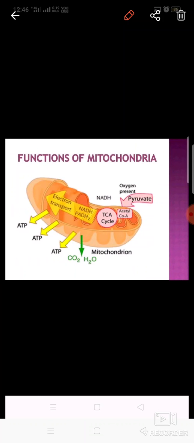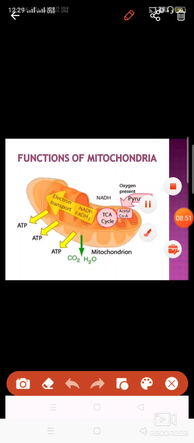Okay, and now you know why it is known as the powerhouse, because it produces energy in the form of ATP, and it also stores the energy in the form of ATP. That is why it is known as the powerhouse, like the power station from where the electricity comes to your house. It functions in the same manner. Okay, so it takes part in cellular respiration.